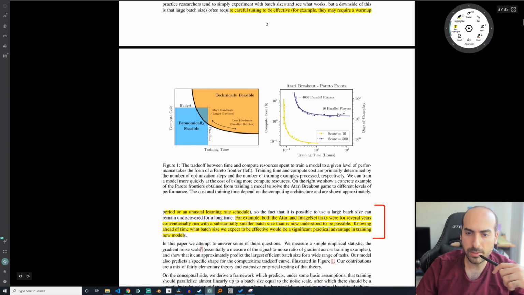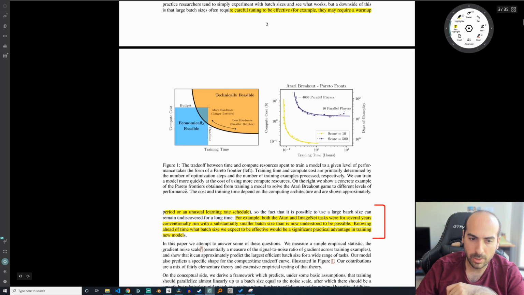I see. And then, so the blue one is clear, but what about yellow? What's going on here? So the trade-off between time and compute resources spent to train a model of given performance. Oh yeah, so it is like total convergence. It takes the form of a Pareto frontier. Training time and compute cost are primarily determined by the number of optimization steps and the number of training examples processed, respectively. So we can train a model more quickly at the cost of using more compute resources.